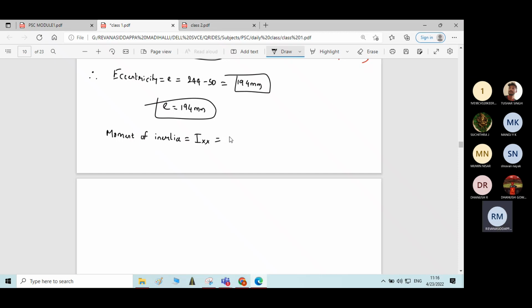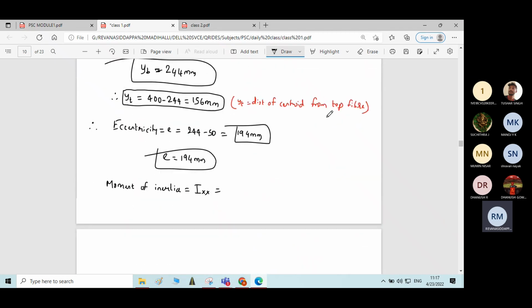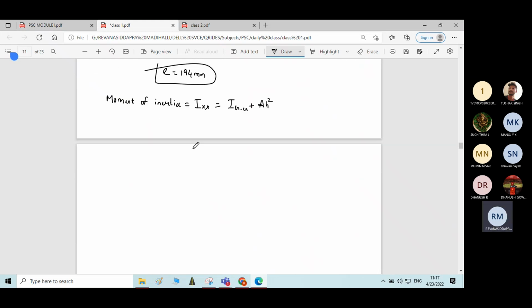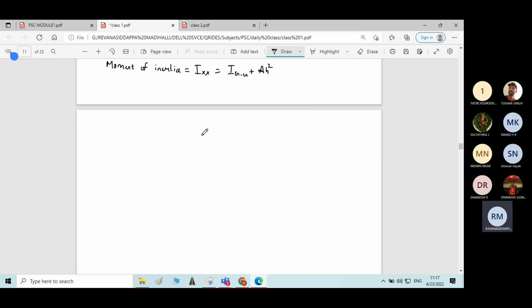I xx, moment of inertia about x axis, is equal to, what is the formula for moment of inertia? It is I g g plus A into h square. Here I g g is the moment of inertia of each individual component about its own centroidal axis, A is the corresponding area of each element, and h represents the distance between the centroid of the whole figure and the centroid of the individual figure. Okay, we will calculate now.